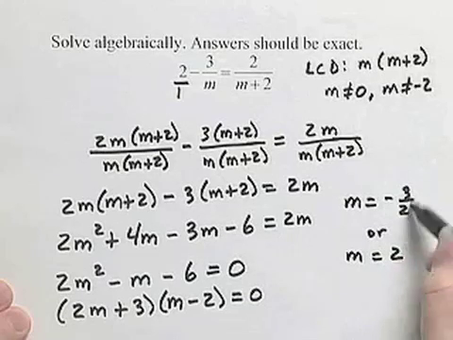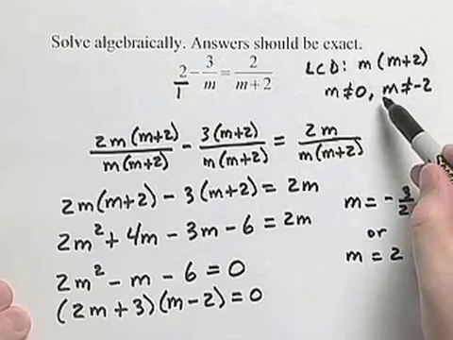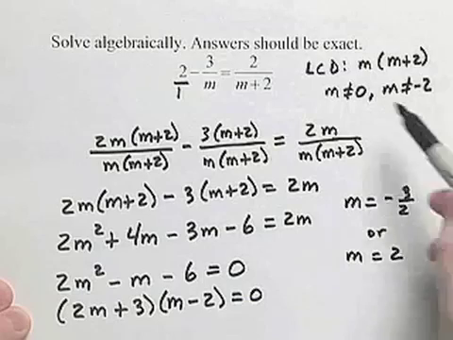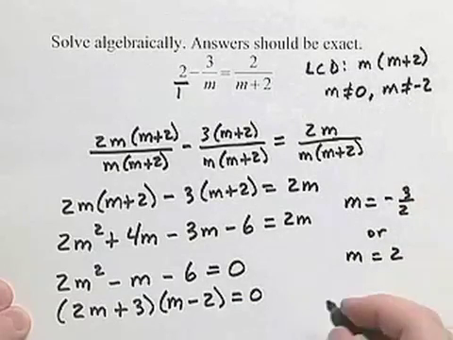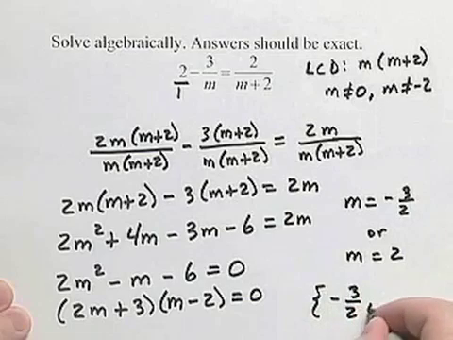Now we want to check. We've got these two possible solutions. We look back up at our restricted values and make sure that neither one of these is a restricted value. So negative 3 halves and 2, neither one of those is a restricted value, so our solution set is negative 3 halves, 2.